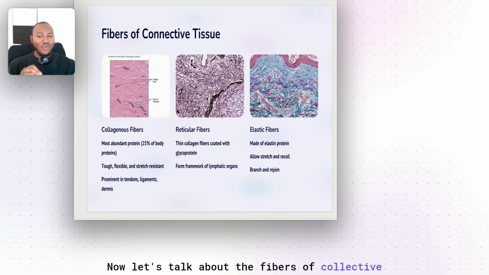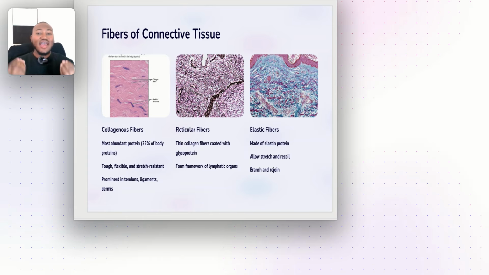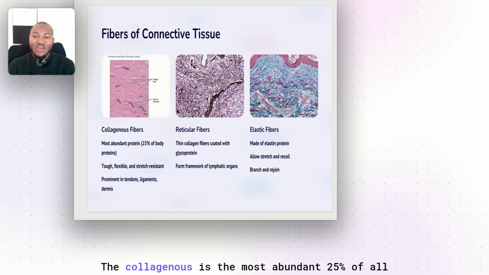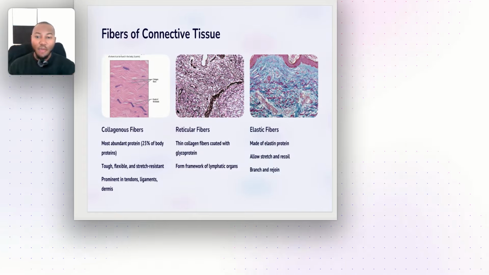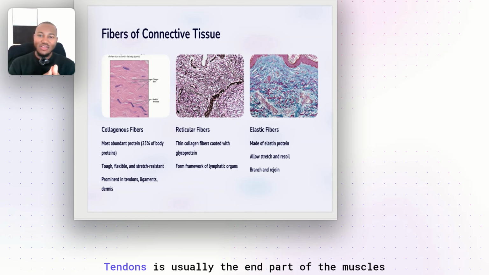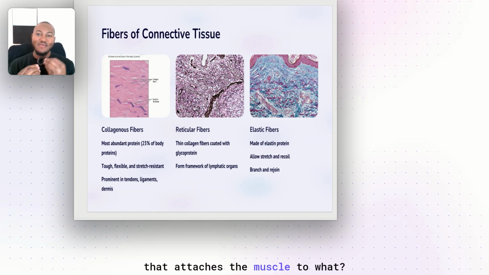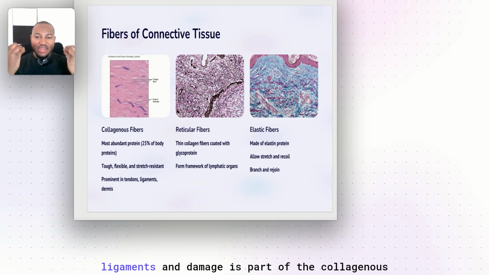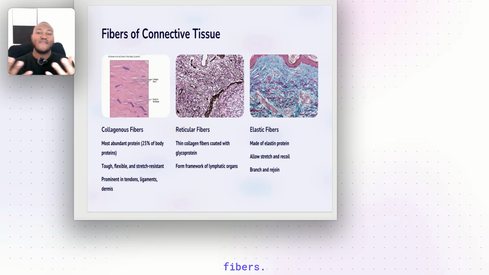Now, let's talk about the fibers of connective tissue. With the fibers, we can divide connective tissues into 3 different types. In terms of fibers, we have the collagenous, the reticular, and the elastic. The collagenous is the most abundant, 25% of all proteins, right? It's very tough, resistant to stretch. Where do we see it? Tendons, ligaments, and dermis. A tendon is usually the end part of the muscle that attaches the muscle to what? A bone. A ligament joins 2 bones together. Dermis is the skin. All right? So tendons, ligaments, and dermis are part of the collagenous fibers.